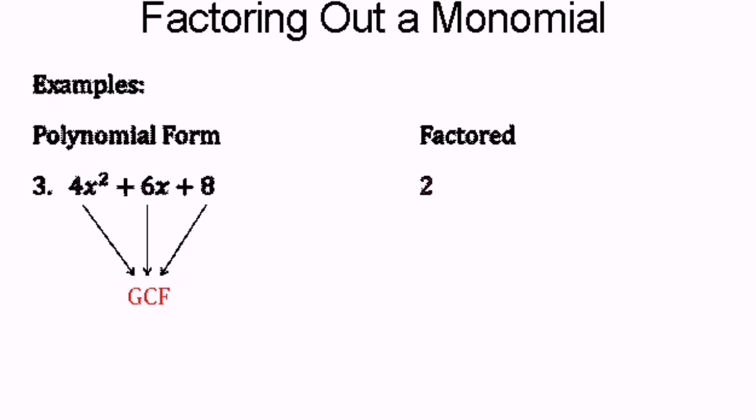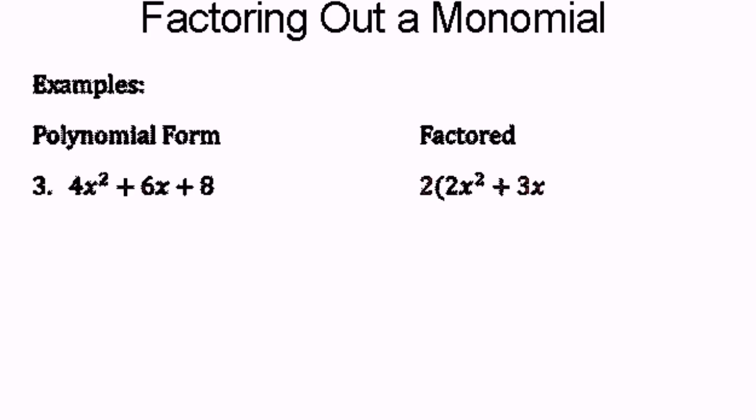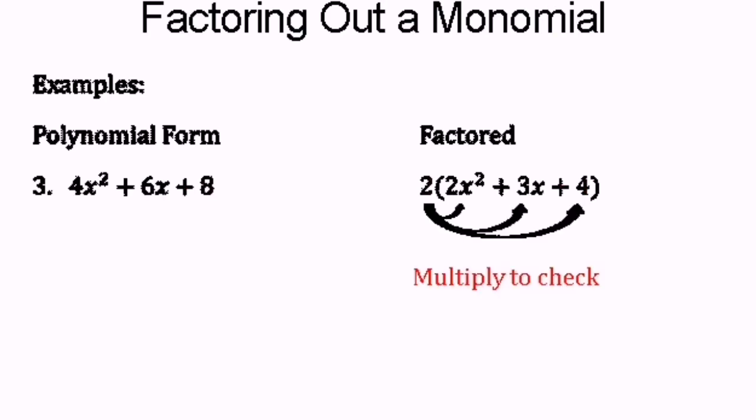But there is no common variable. Why? Because the last term is only 8, there is no variable. So therefore, there is no common variable. The GCF is only 2. And then divide each term. 4x squared divided by 2 is 2x squared, plus 6x divided by 2 is 3x, plus 8 divided by 2 equals 4. So therefore, that is the answer.